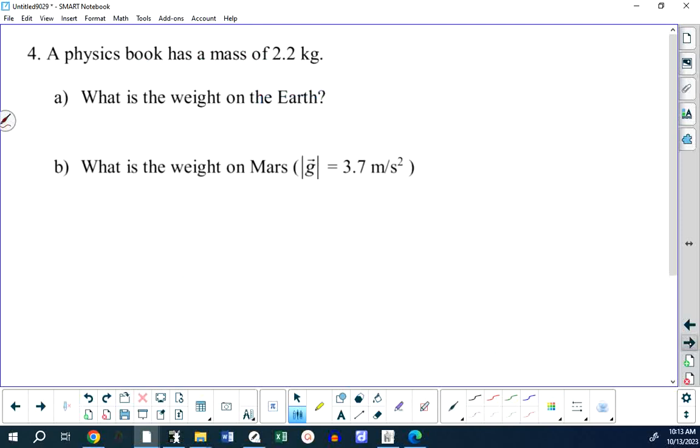A physics book has a mass of 2.2 kilograms. What is the weight on Earth? This is what I meant earlier when I said this is a very basic lesson when it comes to the calculations. 2.2 kilograms times 9.81 meters per second squared. Let's round to the nearest newton. Can you tell me, is it 21? 21.6, it rounds to 22. Okay.